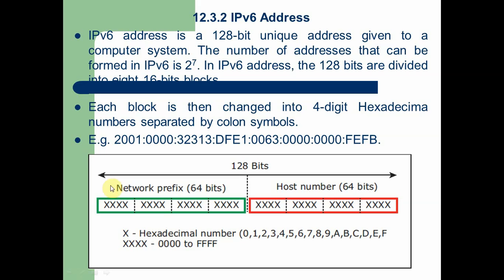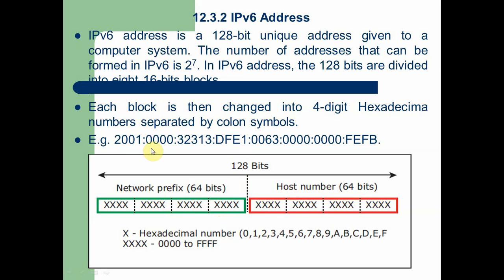For example, here you can see 64 bits here and 64 bits equally divided. Each block consists of 16 bits. Here you can see 4 blocks, and here also 4 blocks. These four blocks represent the network prefix, whereas these four blocks represent the host number. Each block is then changed into a 4-digit hexadecimal number separated by colons.